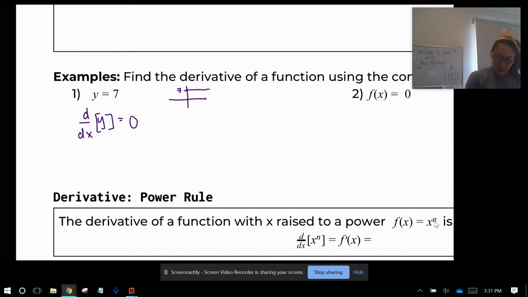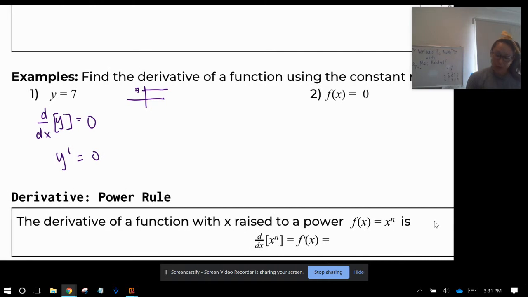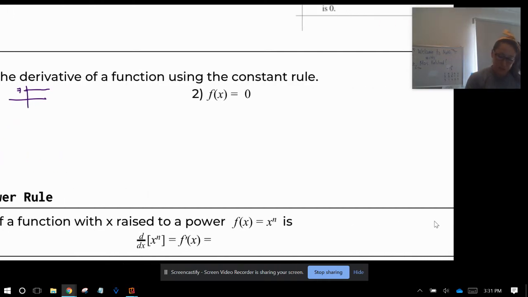Another way to write this is y prime is equal to 0. Remember, prime means derivative. Now f of x is equal to 0, so I can write f prime of x, the derivative of f, is 0. I'm going to graph 0. The rate of change of a constant line is still 0.